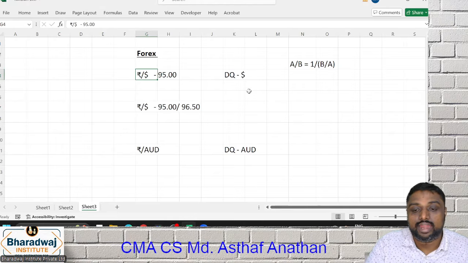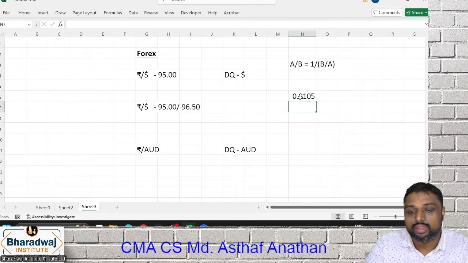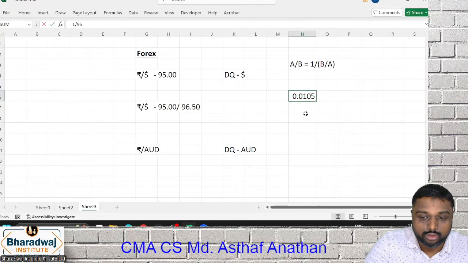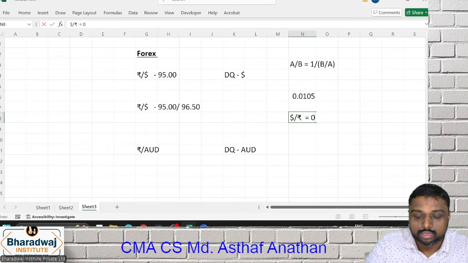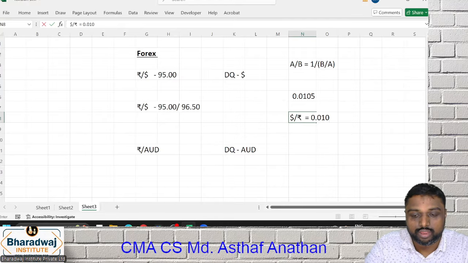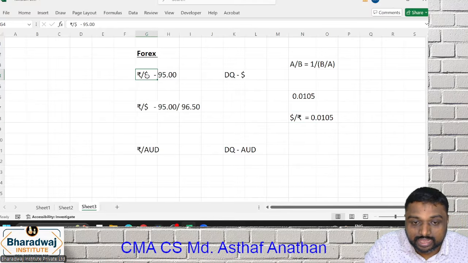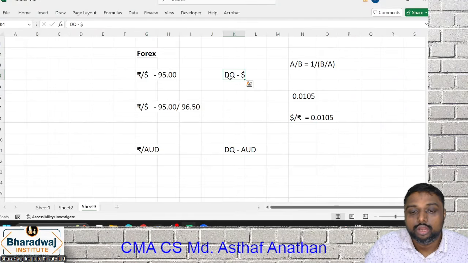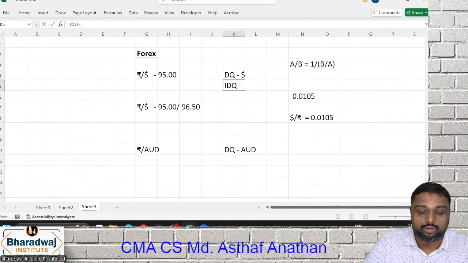So how can you get this, 95, friends? This 95, you take 1 divided by 95. So you can say dollar per rupee is 0.0105. Now we can say it is a direct quote for rupee. So the denominator is what is called direct. In this example, dollar is a direct quote. What do you call it for rupee? For rupee we call it an indirect quote.